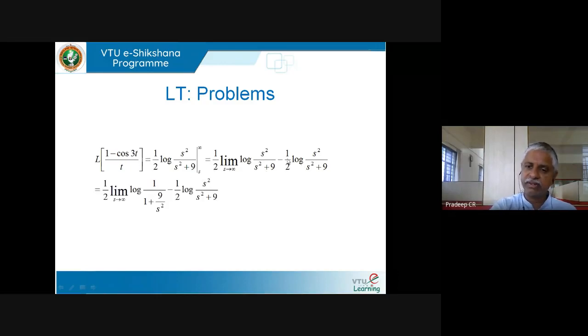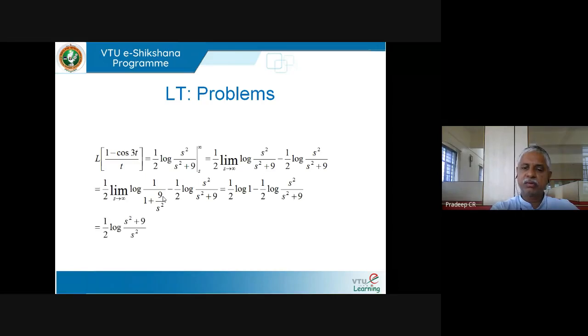Second expression, there is nothing much to do. Just written it as it is. So first expression is half limit of logarithm of 1 by 1 plus 9 by s square. Basically, I divided both numerator and denominator by s square, and then let s tend to infinity. If s tends to infinity, this s square also goes to infinity, 9 by s square becomes 0. So 1 by 1 plus 0, which is 1. So log 1 is 0.